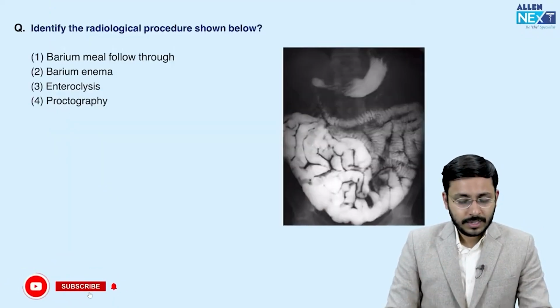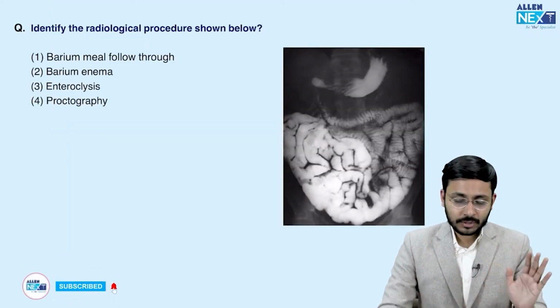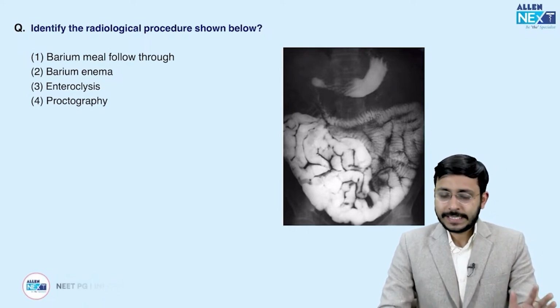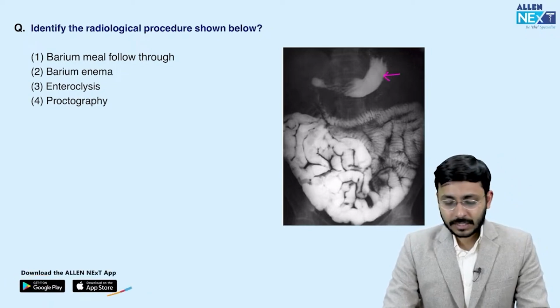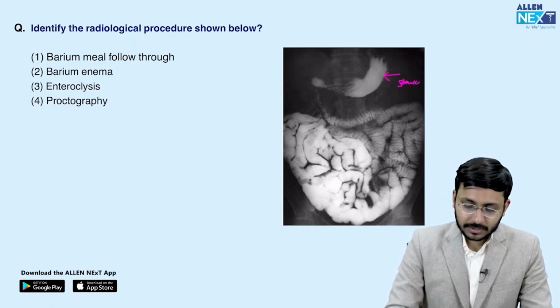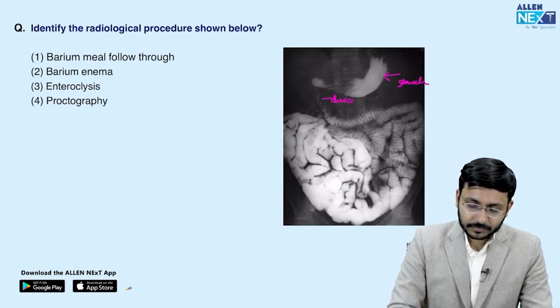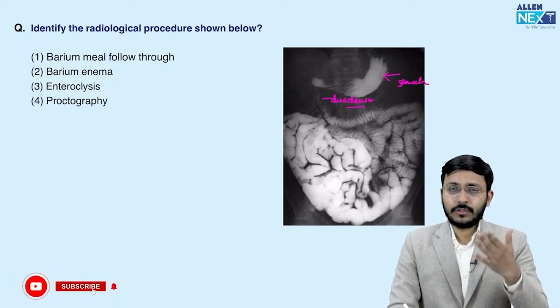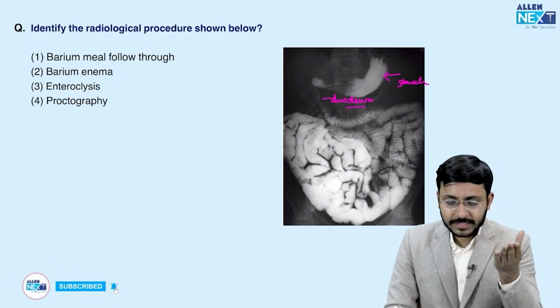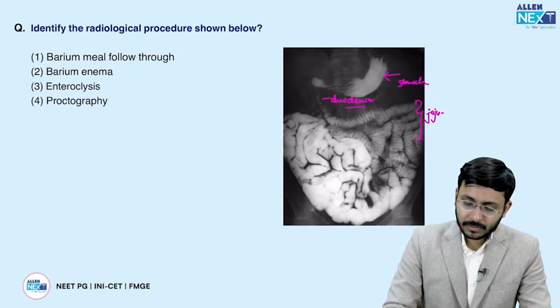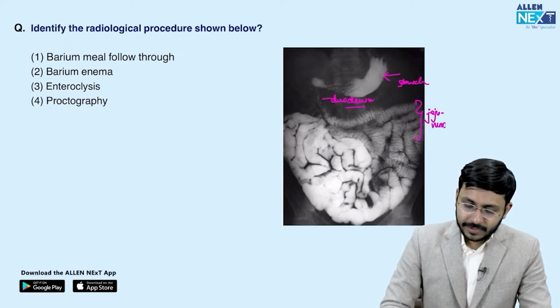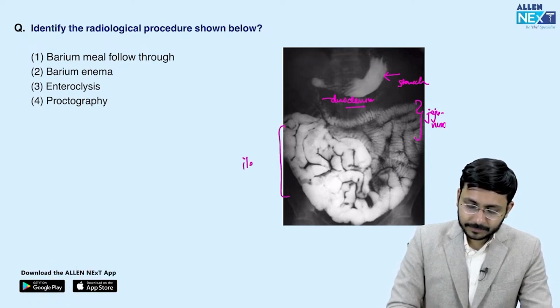Moving on to the next question. Identify the radiological procedure shown below. So an easy question. We see oral contrast going into the stomach. So this is the stomach. This is the duodenum, and then it is opacifying the rest of the small bowel. The part just next to the duodenum, this is the jejunum, we know. And then we have this ileum.